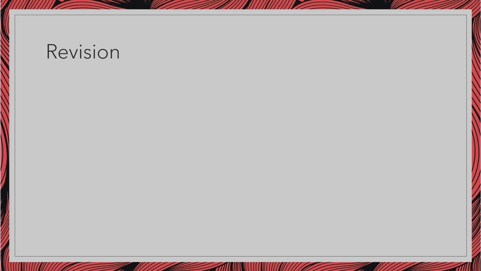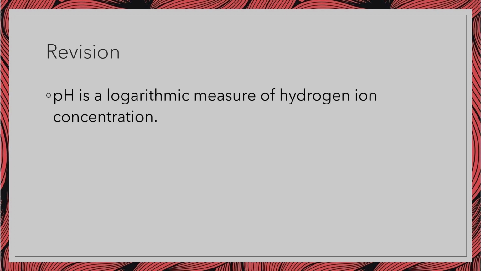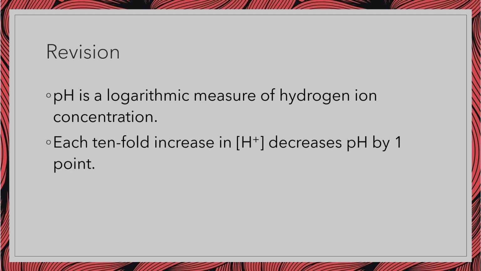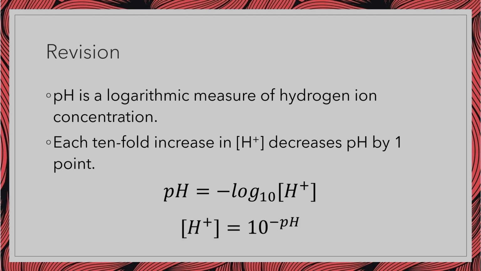So here's the answers. pH is a logarithmic measure of hydrogen ion concentration. Each tenfold increase in hydrogen ion concentration decreases pH by 1 point. Our equations that we use: pH equals negative log 10 of hydrogen ion concentration, and the one that's not on the formula sheet, hydrogen ion concentration equals 10 to the negative pH.